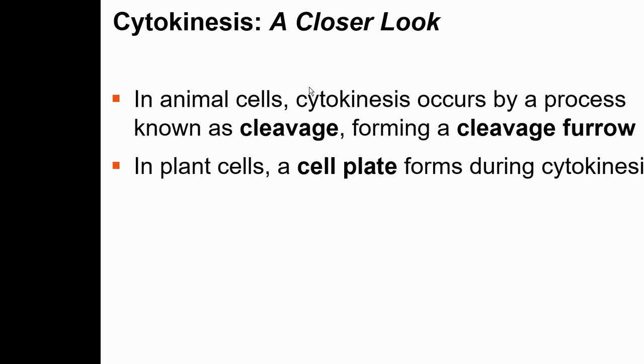Cytokinesis, which is the division of the cytoplasm, takes place by two different processes in animal cells and plant cells. It's different in animal and plant cells. In animal cells, cytokinesis occurs by the formation of a cleavage furrow, and in plant cells, it is the formation of the cell plate.